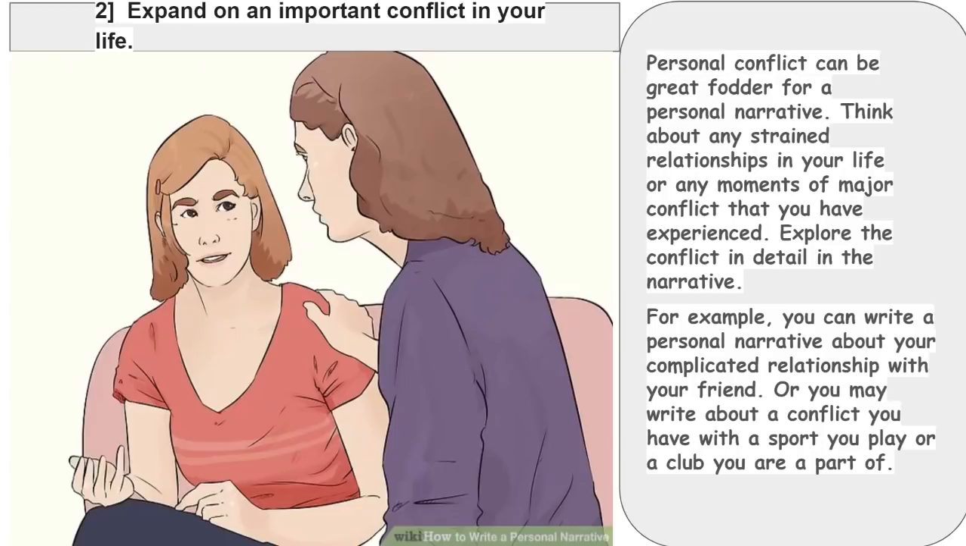Explore the conflict in detail in the narrative. For example, you can write a personal narrative about your complicated relationship with your friend, or you may write about a conflict you have with a sport you play or a club you are a part of.